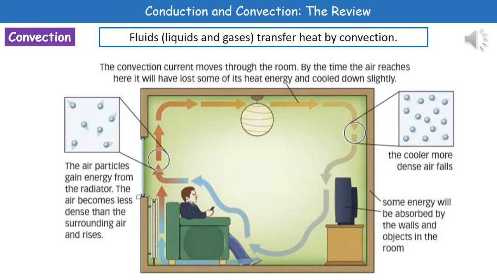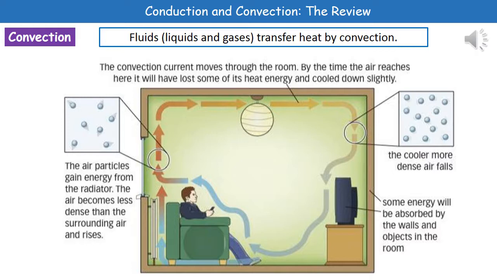In the picture at the bottom, I've given you an example of how this works in our houses. We've got our radiator on the bottom left of the picture there. The radiator is transferring thermal energy from inside to the surrounding air. As that happens, the air becomes less dense, and therefore it rises because it's less dense than the surrounding air. The warm air rises up, and as it travels along, it transfers its energy to other particles and therefore cools down. As it gets cooler, it becomes more dense, and therefore it starts to sink down towards the bottom of the room.